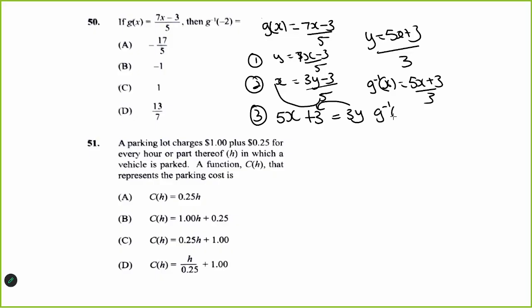So G inverse of negative 2 would be 5 by negative 2 is negative 10 plus 3 over 7. This would be negative 7 over 7. Hold on, what did I make a mistake? Put 3 instead of 7. Thank you. Supposed to be 7 here. Alright, so it'll be negative 7 over 7, which is negative 1. So the answer is B. Right?